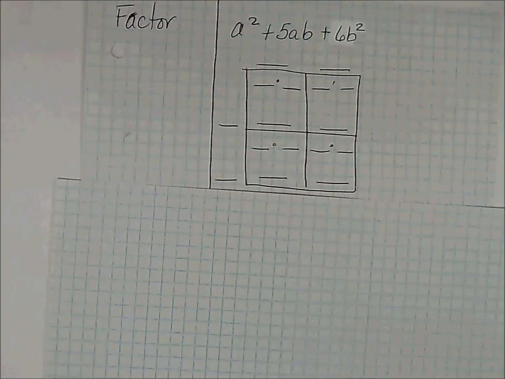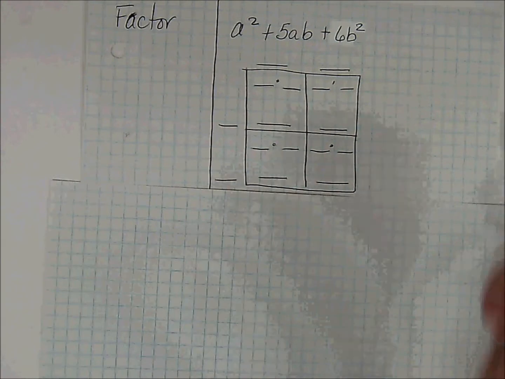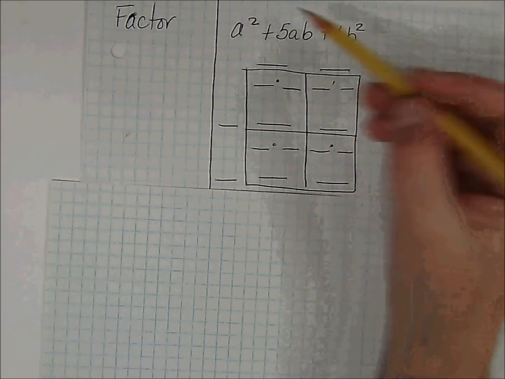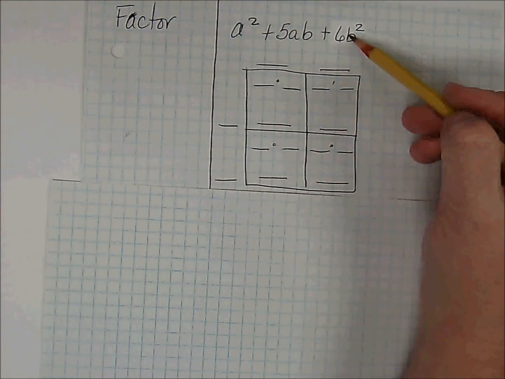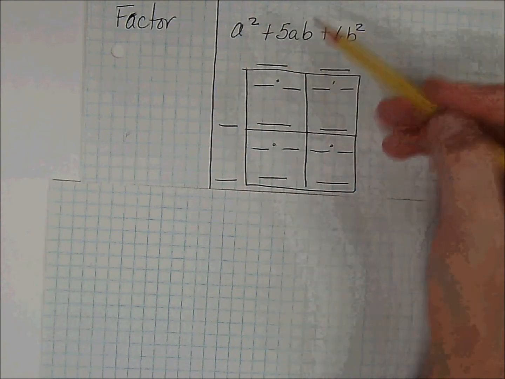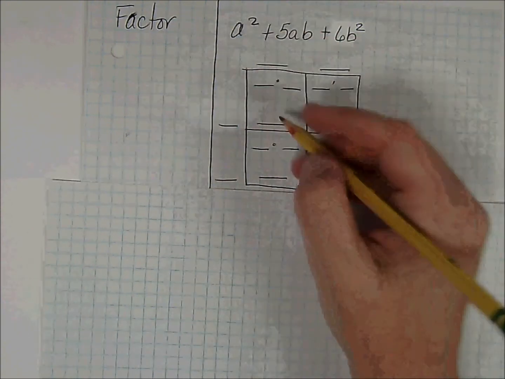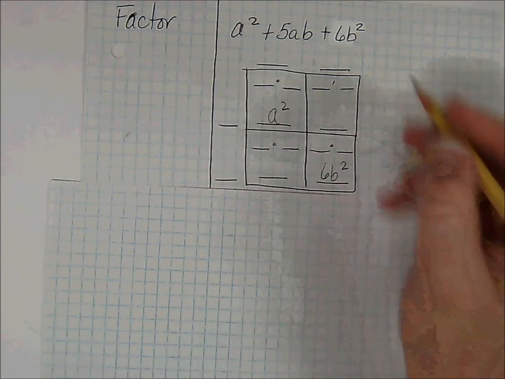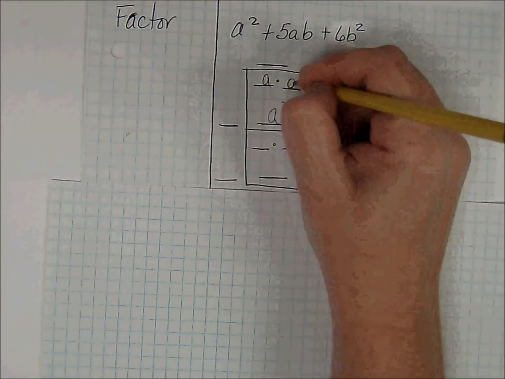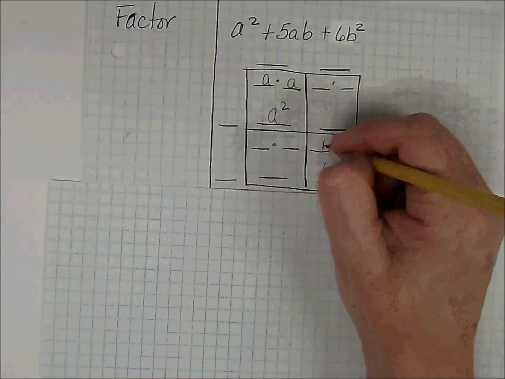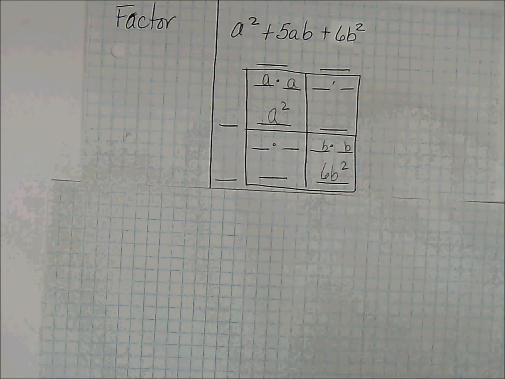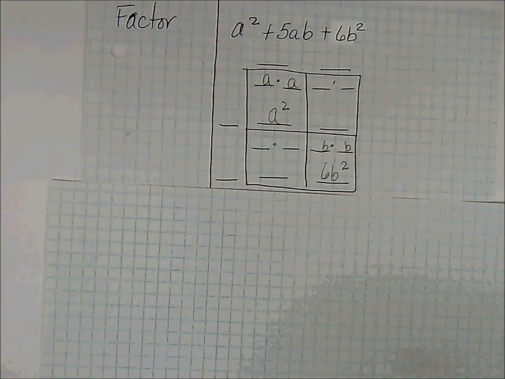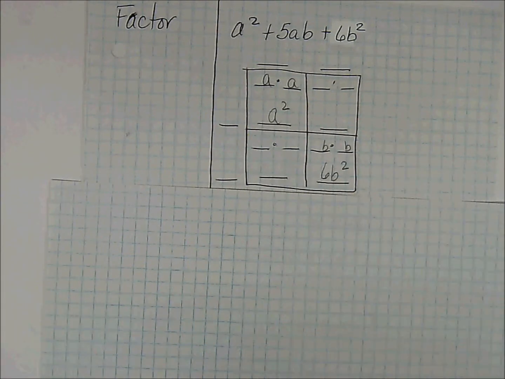So again, I start by, is there anything I can take out of them all? These two have A's, but this one doesn't. These two have B's, but this one doesn't. There's nothing I can take out. So this one goes in the first box. This one goes in the last box. I'm going to start with the stuff I know easy, A times A, and the B squares are going to be B times B. So what multiplies together and gives me 6, but when I add it together, I get 5? And that should be pretty quick.